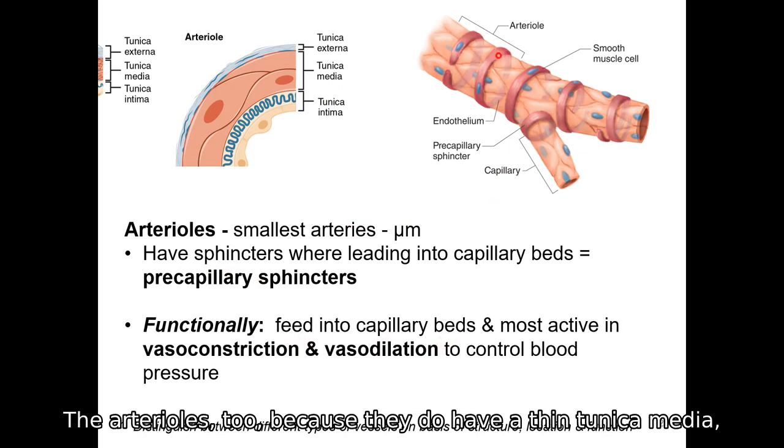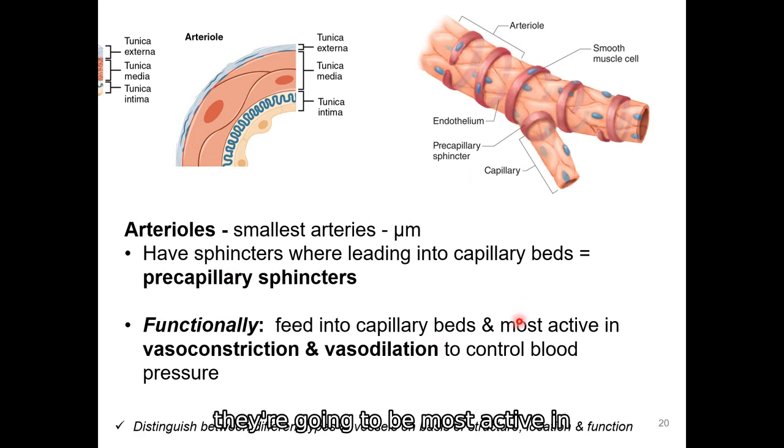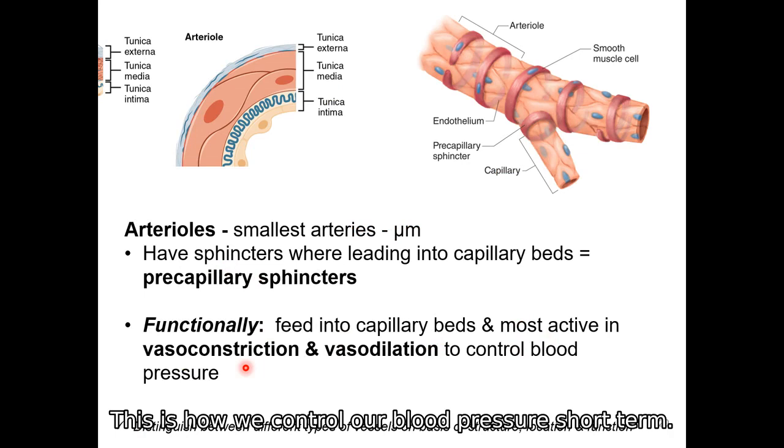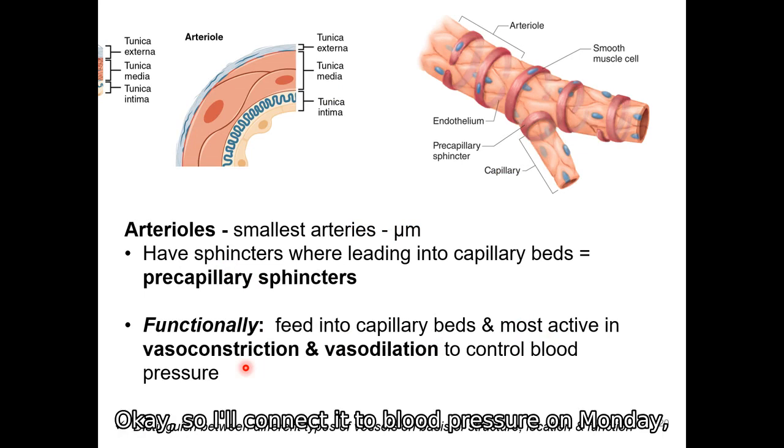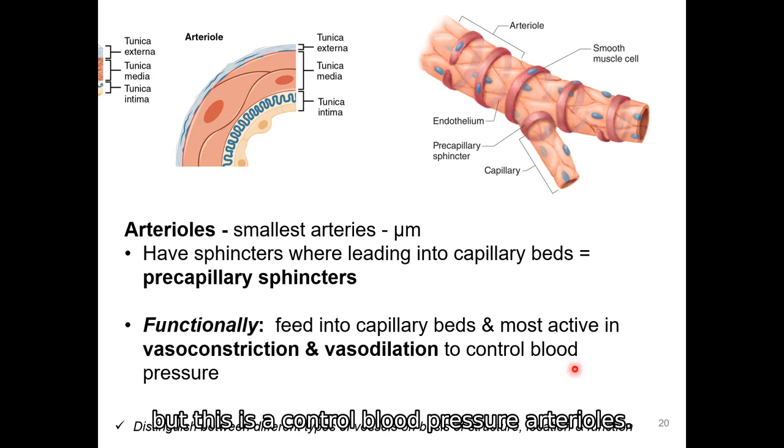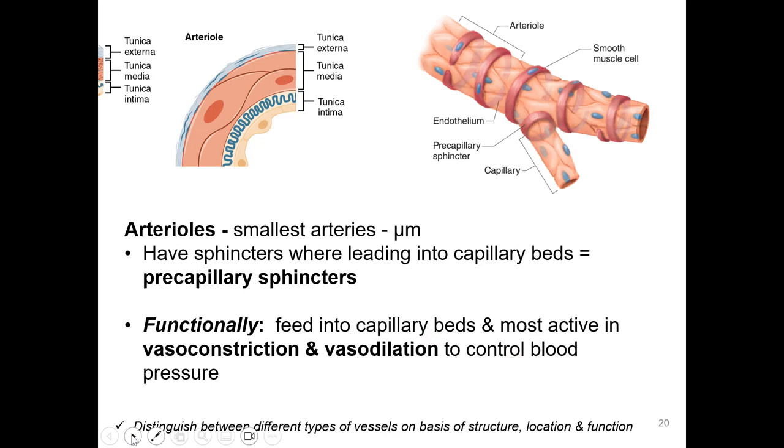The arterioles, because they do have a thin tunica media, are going to be most active in vasoconstriction and vasodilation. This is how we control our blood pressure short term. Okay, so I'll connect it to blood pressure on Monday, but this is how we control blood pressure: arterioles.